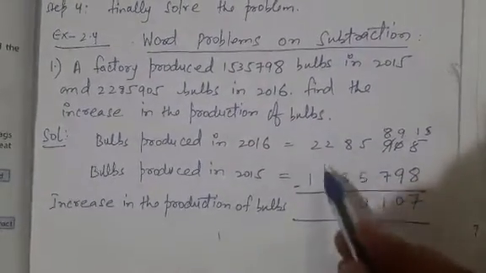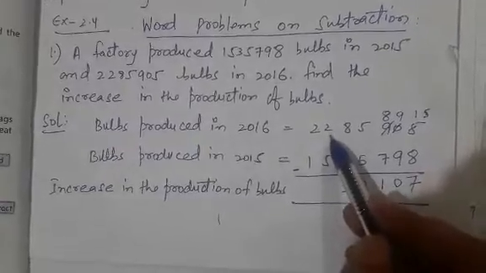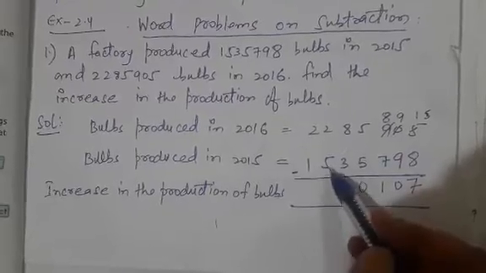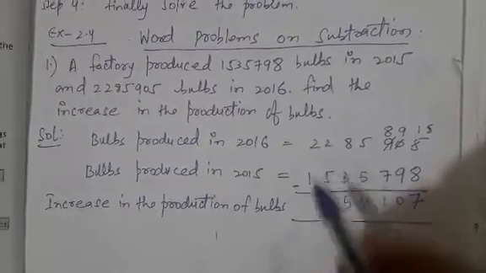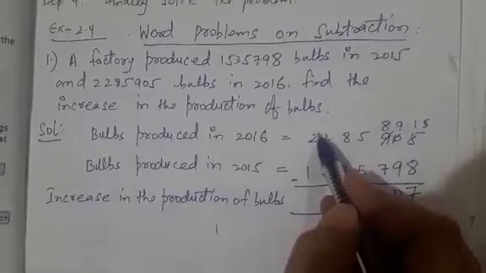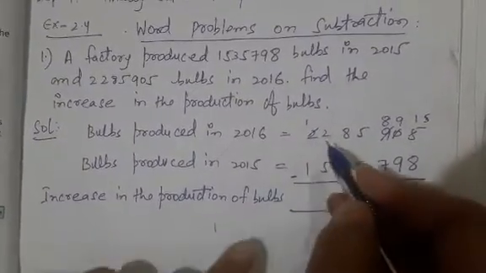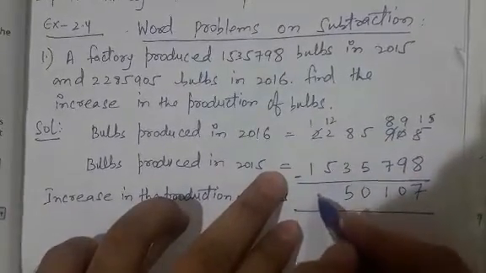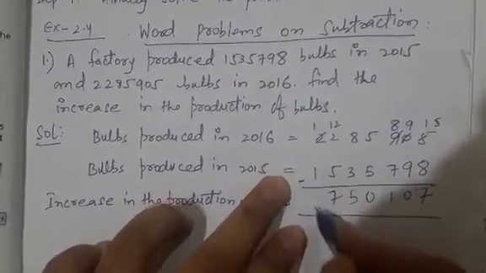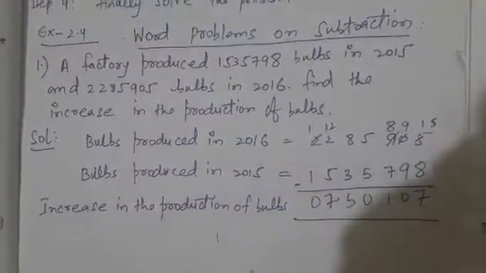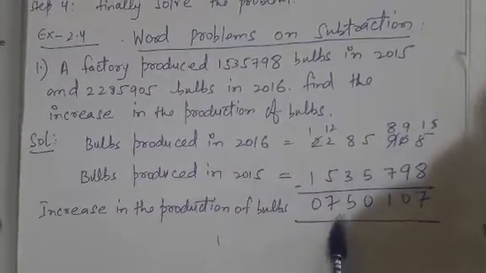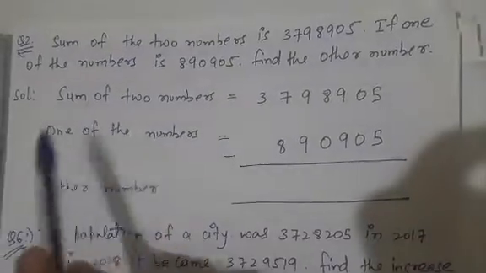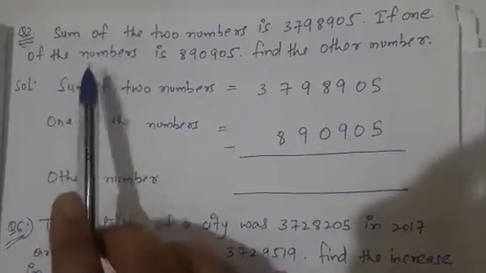8 minus 3, 5. Here again on the top it is a smaller number and below it is a bigger number. We can't subtract 5 from 2. So we'll borrow 1 from here. It will become 1 and the 2 will become 12. 12 minus 5, it is 7. 1 minus 1 is equal to 0. So our increase in the production of bulbs is 750107.